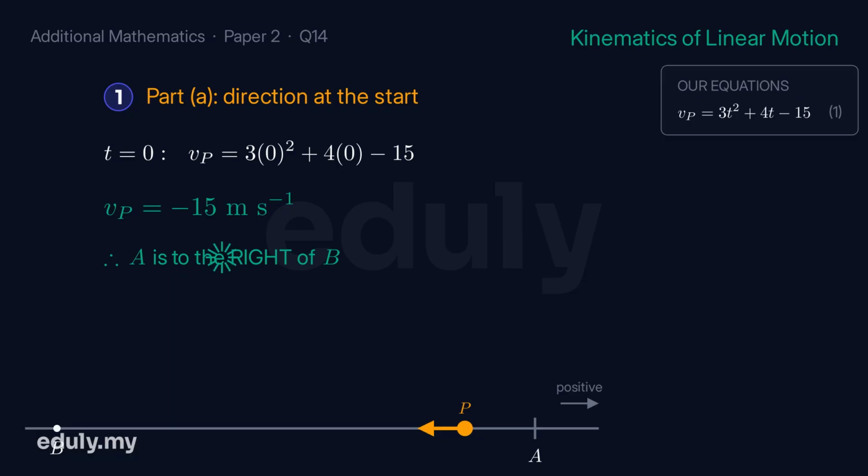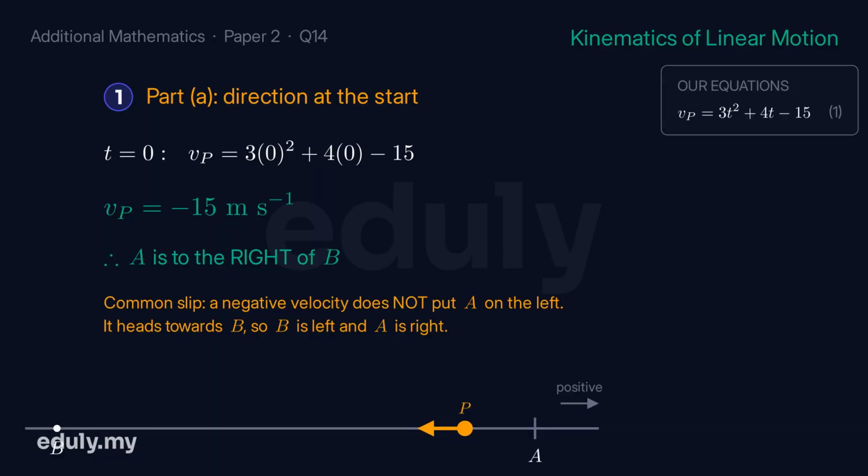Therefore A sits to the right of B. Watch the common slip. The negative sign does not put A on the left. It just means P heads towards B, which is on the left, so A is on the right.